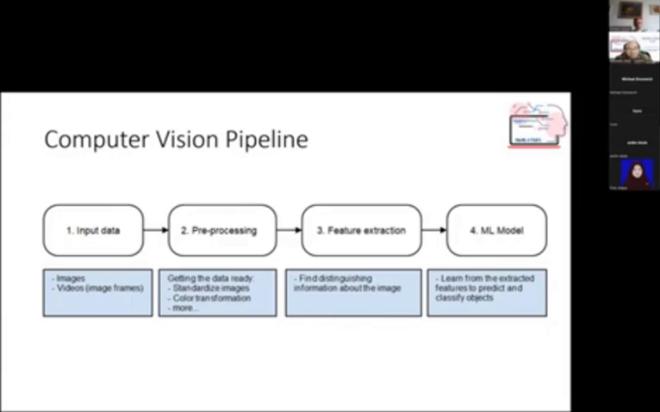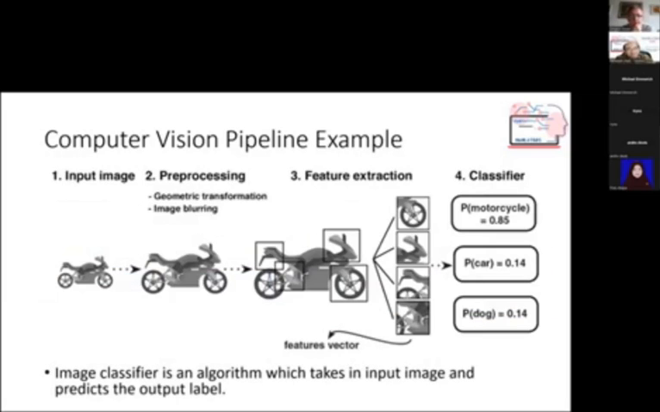Before proceeding to the example implementation of this pipeline, let's apply the above pipeline to an image classifier example. Suppose we have an image of a motorcycle and we want the model to predict the probability of the object belonging to the following classes, such as car, motorcycle, and dog.